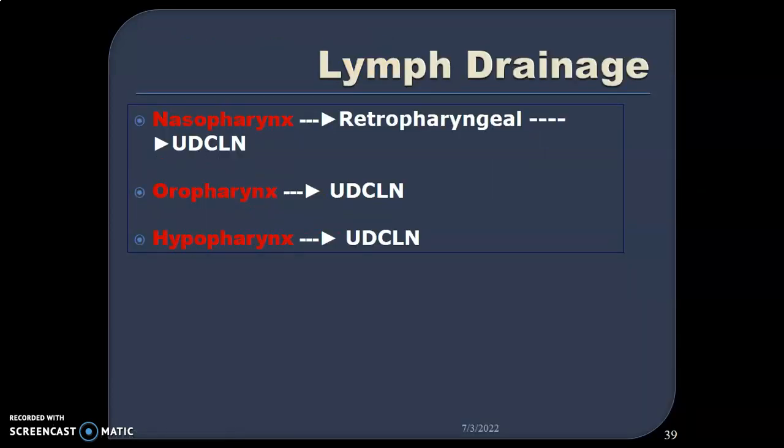What's the lymphatic drainage of the pharynx? The nasopharynx drains into the upper deep cervical lymph nodes. The oropharynx and the hypopharynx also drain into the upper deep cervical lymph nodes directly. So nasopharynx will first drain into the retropharyngeal nodes that will take the lymphatics to the upper deep cervical lymph nodes. Oropharynx and hypopharynx directly drain into the upper deep cervical lymph nodes.